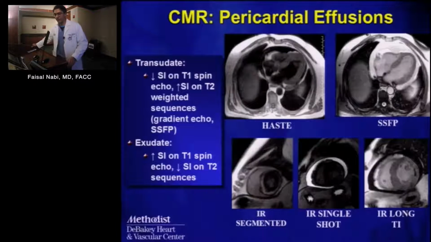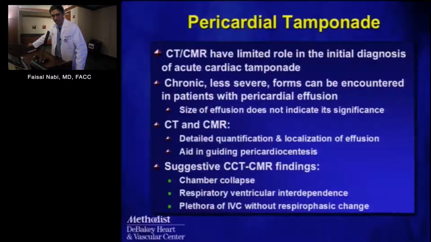CMR is a little bit different. There are some differences based on how it appears on T1. Exudates tend to be brighter on T1, and how an effusion behaves on different sequences can help us figure out whether what we're seeing is an effusion, is it thickening, is it fat, and also the nature of the effusion we're seeing, based on the way it behaves when we perform different sequences.